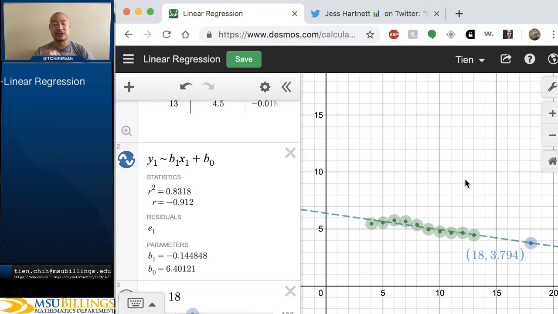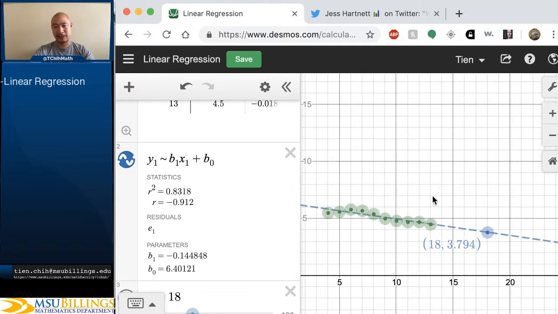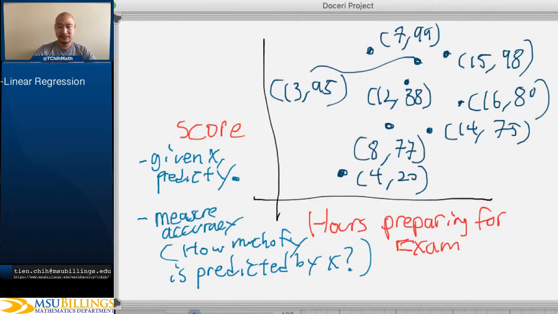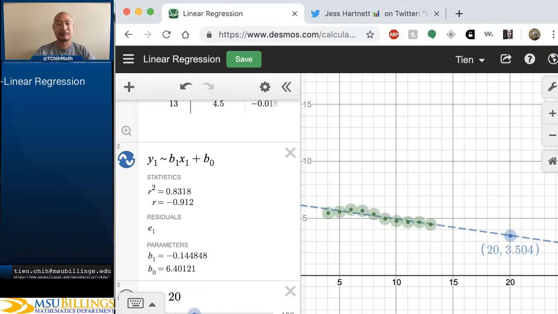And the purpose, again, of doing something like that is to make predictions, right? So according to this extrapolation, in the year 2018, there should have been 3.794 murders per 100,000 people in the United States. In the year 2020, it should be 3.5 murders per 100,000 people.